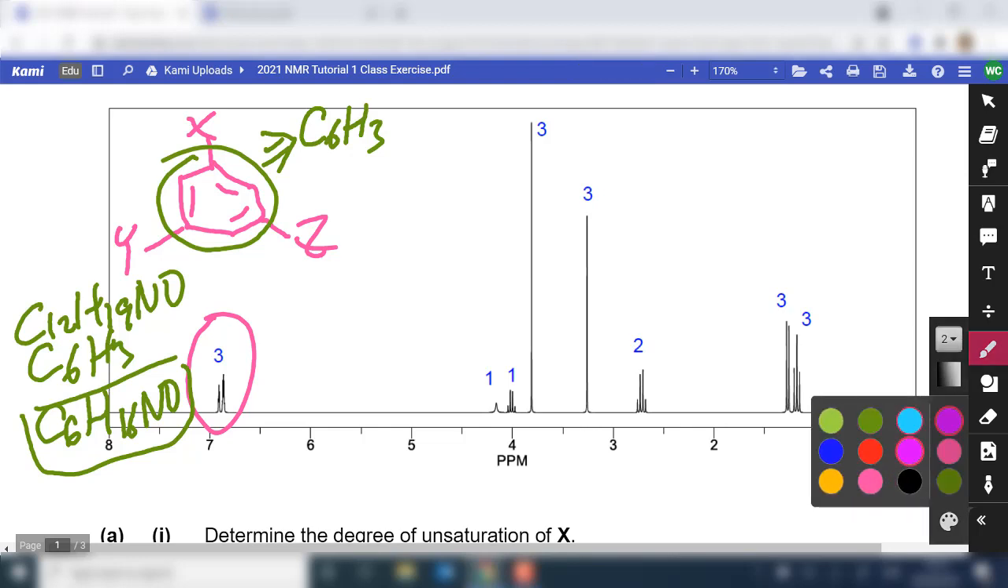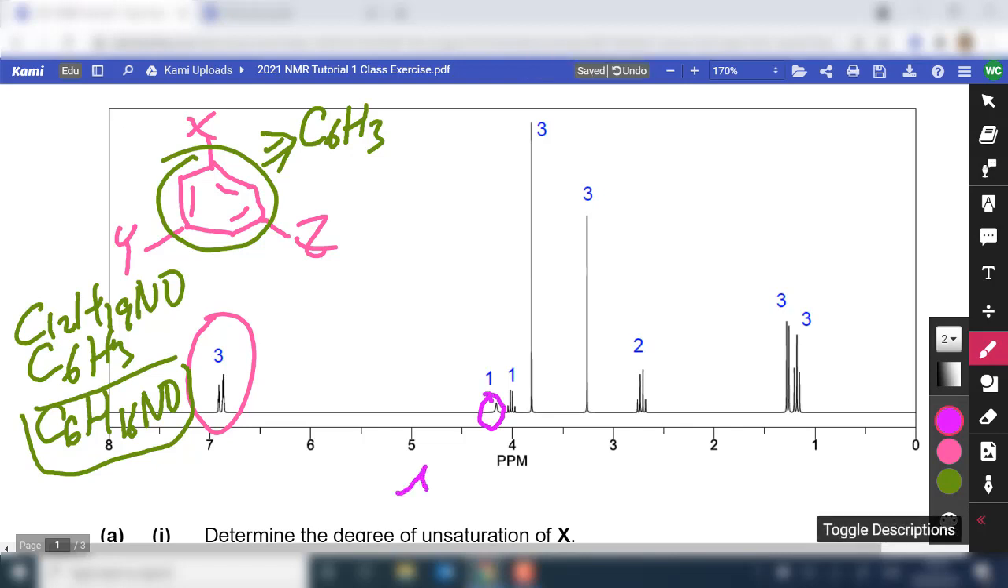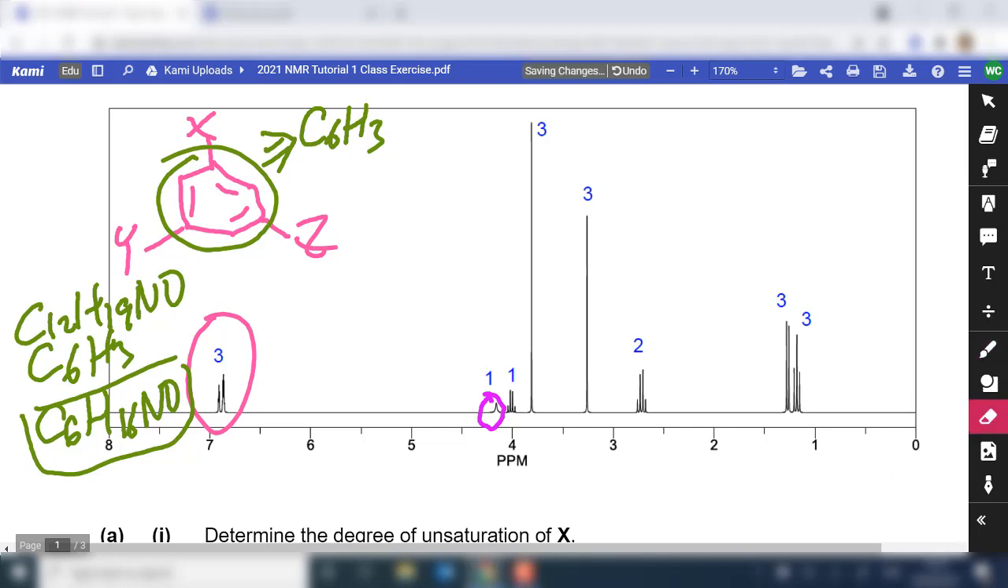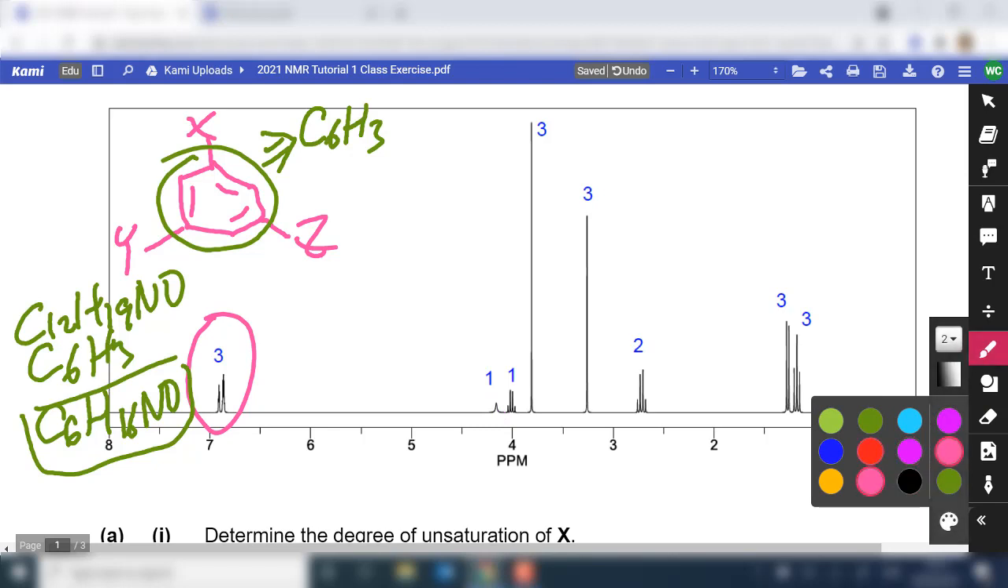And of course, there is this little broad singlet here. This is often described as a broad singlet. This broad singlet is definitely due to a labile proton. It could be OH, it could be NH, but we're going to see. Once we analyze more, you realize that it's more likely to be a secondary amine than anything else.